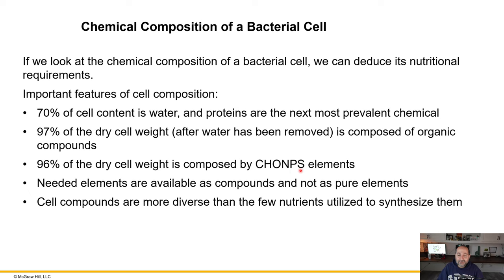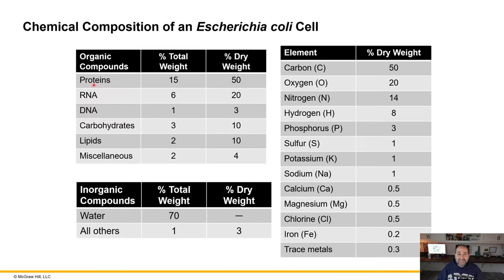These six elements alone make up 96% of the dry weight of the cell. And that's why these are definitely macronutrients, nutrients that are required in relatively large amounts by the cell. Again, proteins make up only 15% of the total weight of a bacterial cell, such as Escherichia coli, but they make up 50% of the dry weight of the cell.